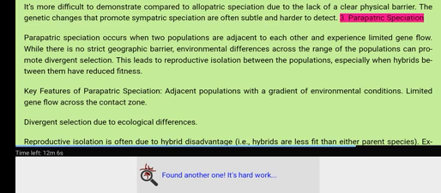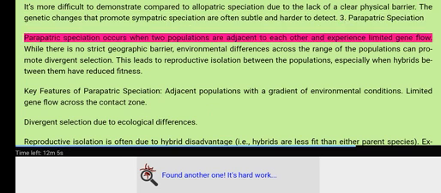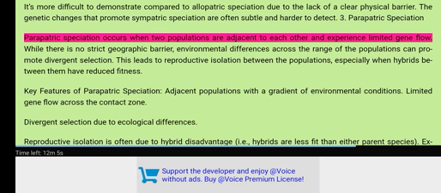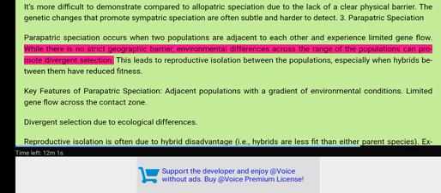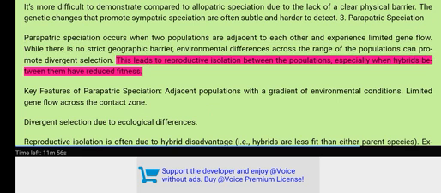3. Parapatric speciation. Parapatric speciation occurs when two populations are adjacent to each other and experience limited gene flow. While there is no strict geographic barrier, environmental differences across the range of the populations can promote divergent selection. This leads to reproductive isolation between the populations, especially when hybrids between them have reduced fitness.